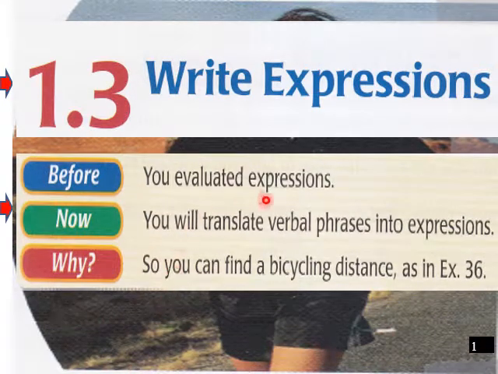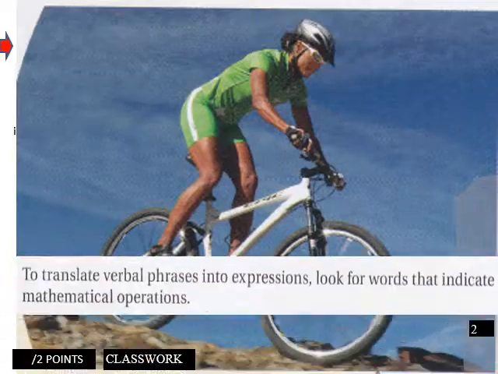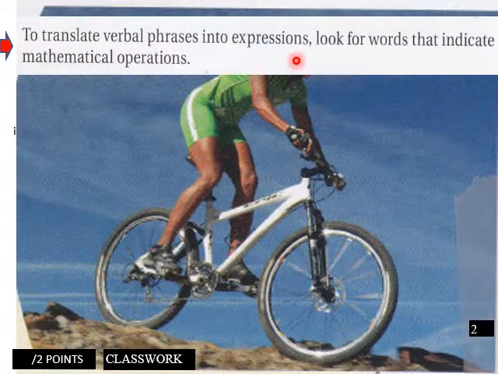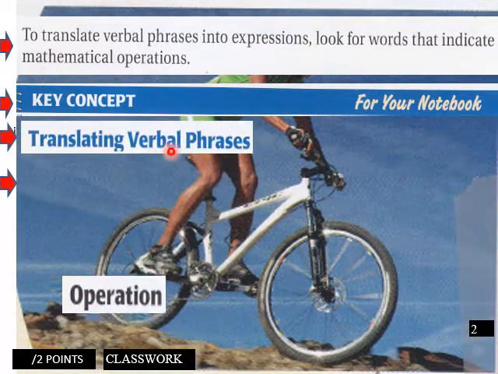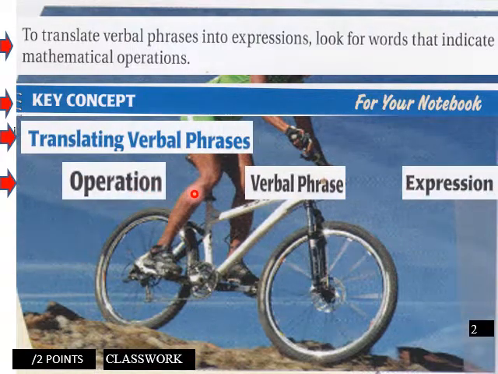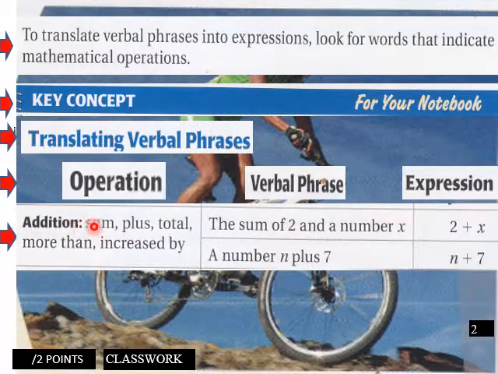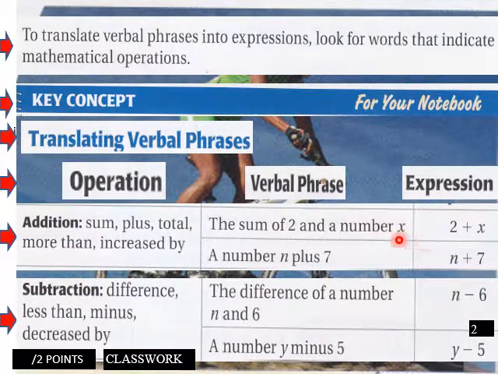Okay, so write expressions. You evaluate expressions. You'll translate verbal phrases into expressions. To translate verbal phrases, now this is your classwork, students, look for words that indicate mathematical operations. So translating verbal phrases here: operation, verbal phrase, and then expression. Addition is sum, plus, total, more than, increased by. The verbal phrase would be the sum of 2 and a number x, or a number n plus 7. That would mean addition, and here would be the mathematical expression that would symbolize that.